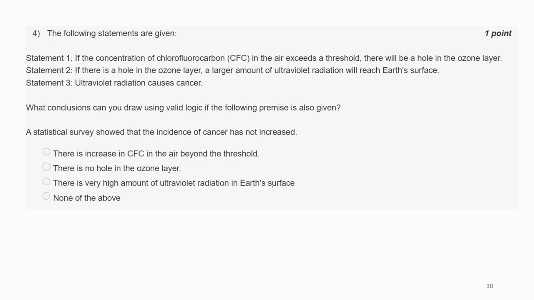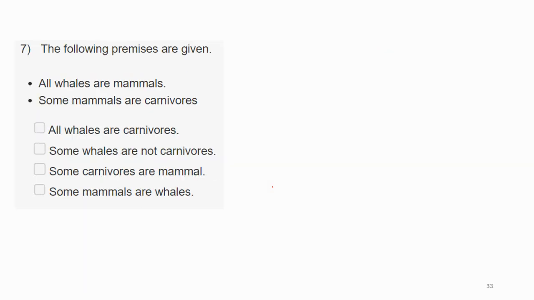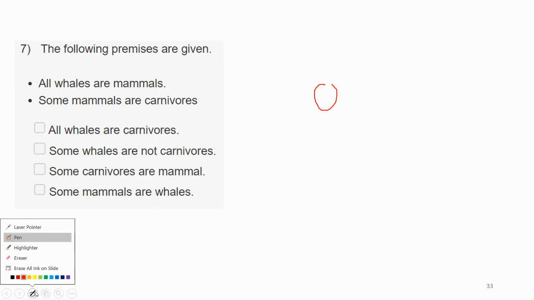So the problem was all whales are mammals and some mammals are carnivorous. So if we use some logic, sorry, yes please. Okay. Okay, no. So I can draw from here if you, sorry, to erase. Where is there?